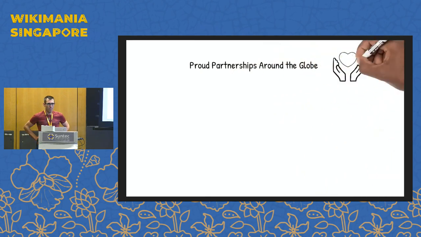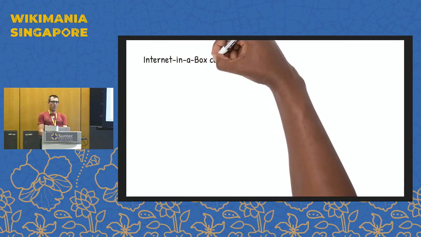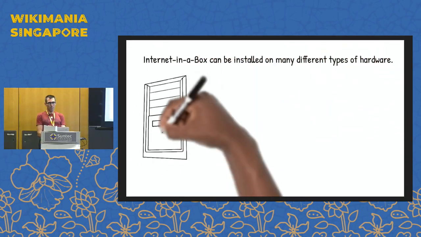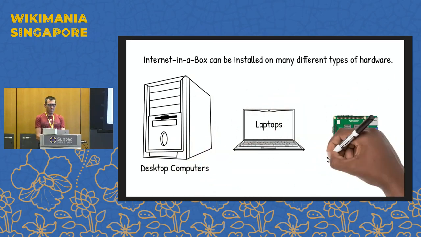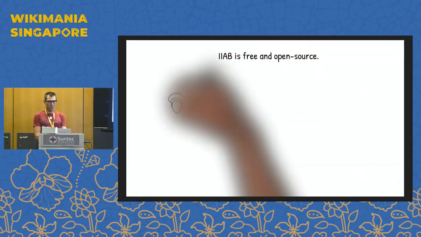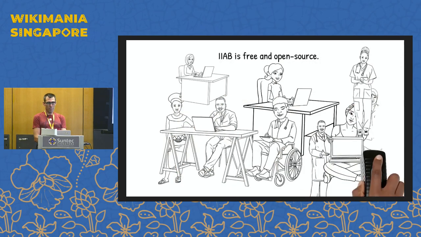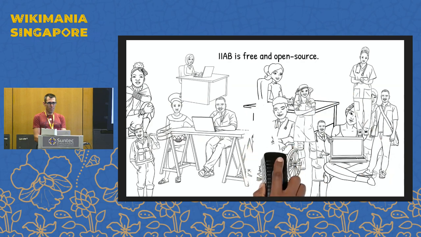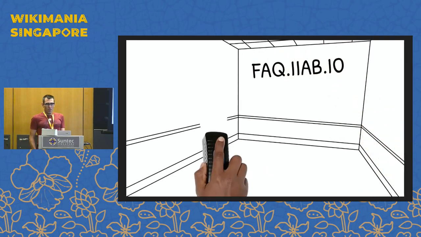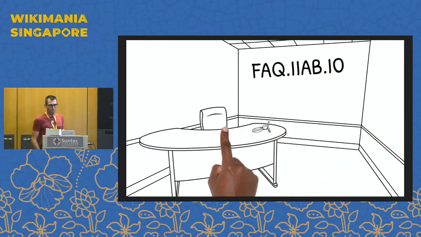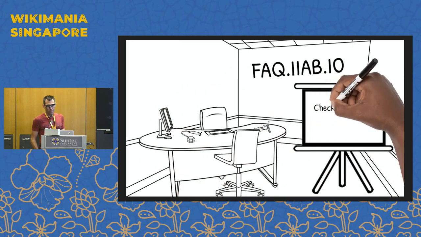We are very proud to be working side by side with schools, clinics, and libraries around the world. This free and powerful software can be easily installed on all types of hardware, from desktop computers to laptops, even a $35 Raspberry Pi. You don't need big, expensive equipment to run this lightweight software. Internet in a Box is a community-driven open source project that greatly welcomes contributions from educators, librarians, IT workers, developers, and anyone else that wants to contribute to the project. To get answers to many questions, please go to faq.iiab.io. Also, check us out on GitHub at github.com/IIAB.